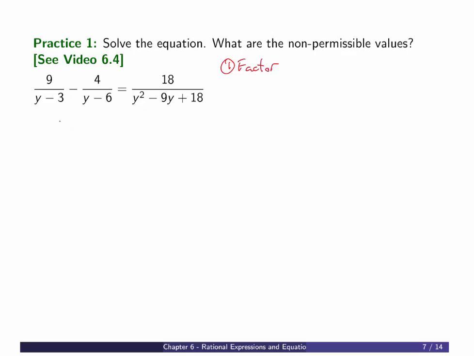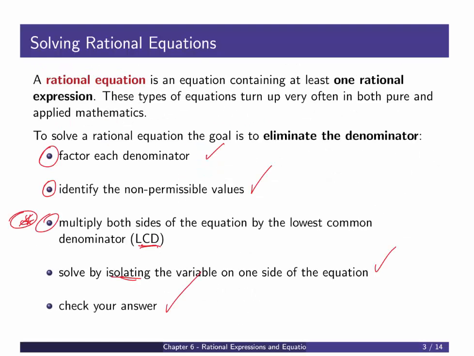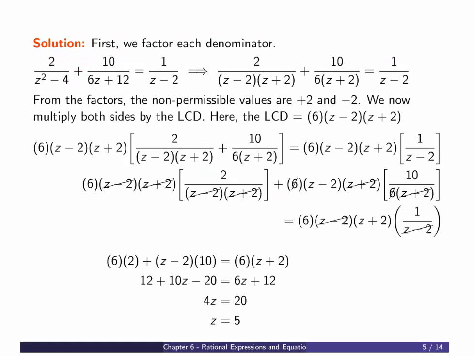So let's factor. We have 9 over y minus 3 minus 4 over y minus 6 equals 18 over y, and it's going to be 18, y minus 6, and y minus 3. So right away, step 2. Identify the LCD maybe? Identify the non-permissible values. Let's do that first.